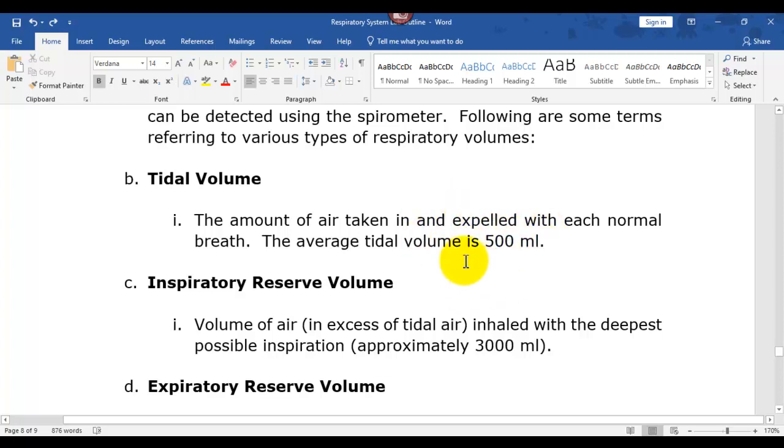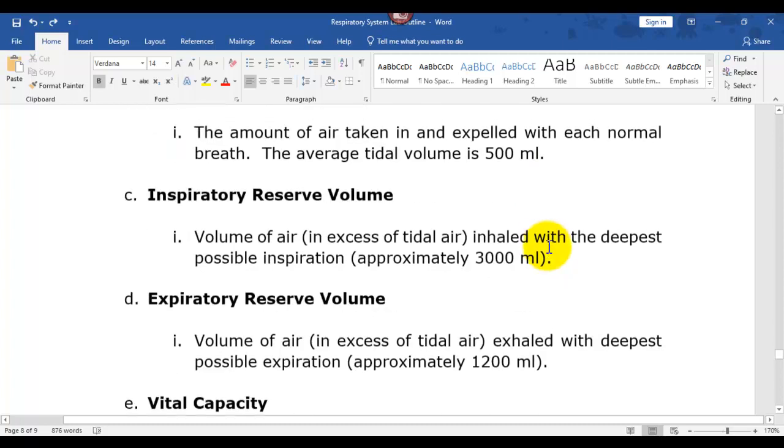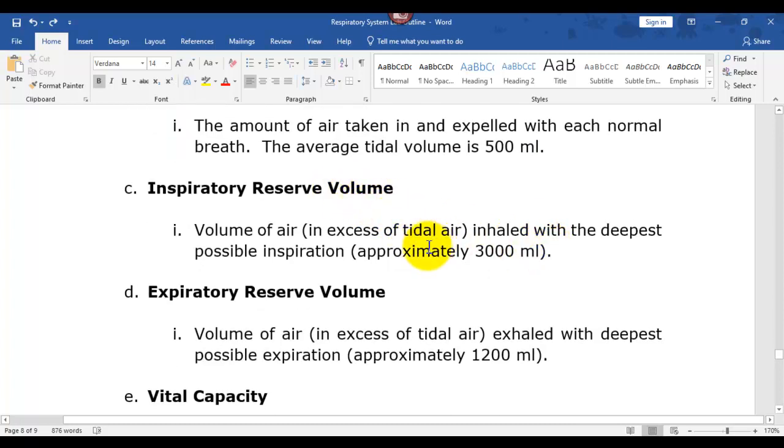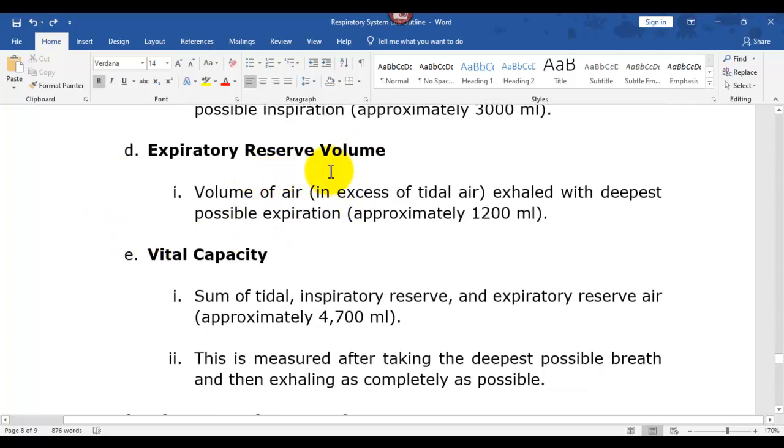You don't have to know these numbers. It's about 500 mils. The inspiratory reserve volume is inhaling on that machine as much as possible. The machine takes out the tidal volume, so it's only getting what's beyond that point. It's called the inspiratory reserve volume. The expiratory reserve volume is blowing into that machine as hard as possible. Once again, it takes out the tidal volume, so you're just getting what's coming out past the tidal volume.